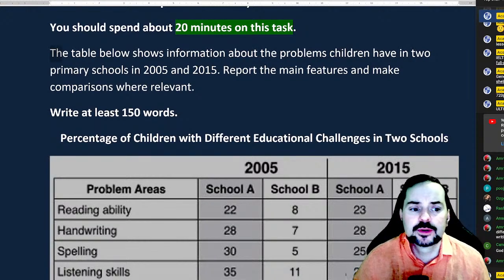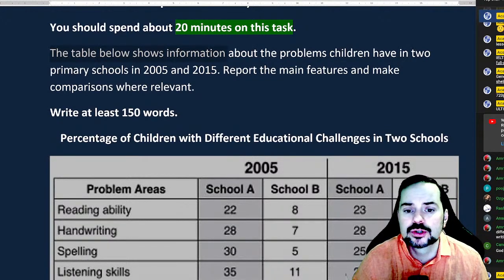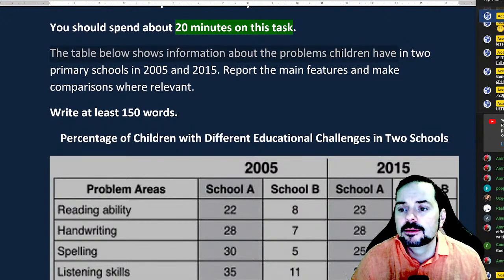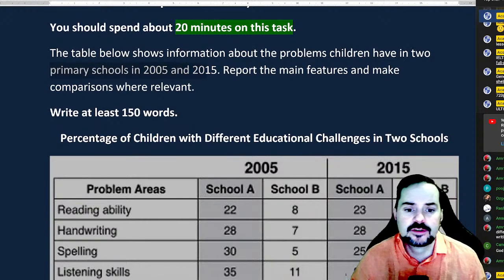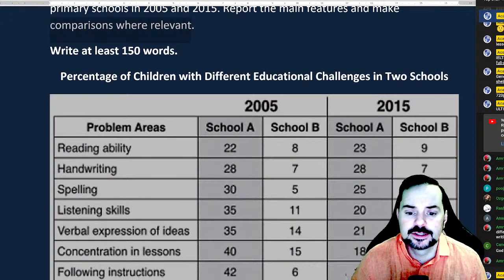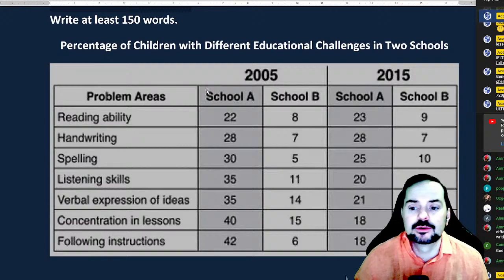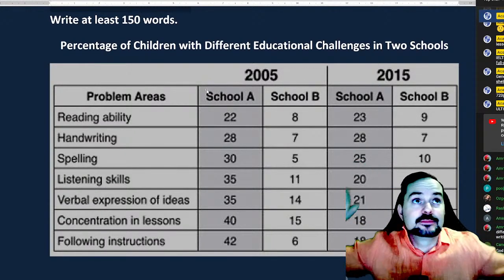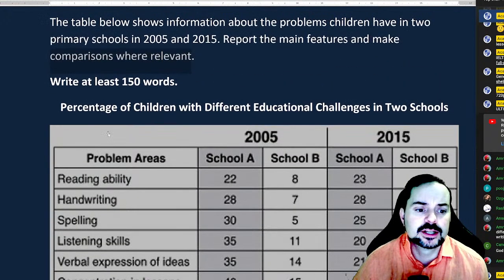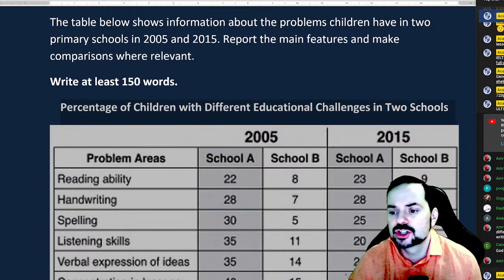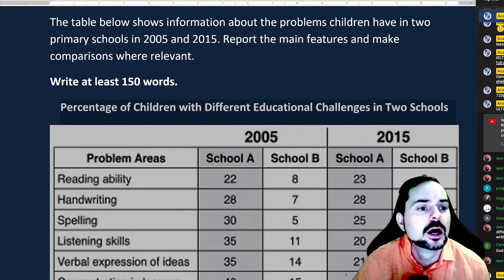Read the question. Here we go. Read this with me, everyone. The table below shows information about the problems children have in 2 primary schools in 2005 and 2015. Report the main features and make comparisons where relevant. And then here we have our table, and you can kind of see that around me here. And we'll look at that table in a second. It's a good idea to read the title. So percentage of children with different educational challenges in 2 schools.